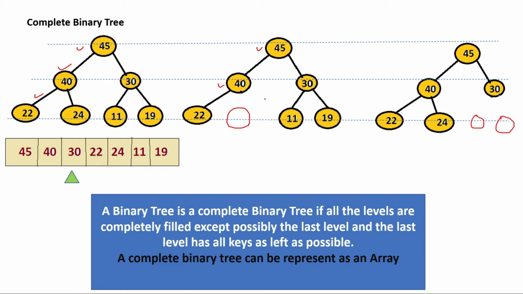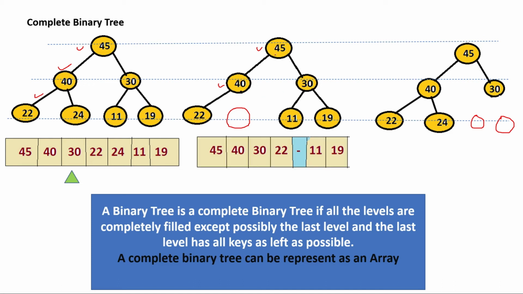For this tree, if I represent it, then 45, 40, 30, 22, then one missing, then 11 and then 19. So this gap I marked as a dash here. This is present in between in the array. That means it's not a complete binary tree.